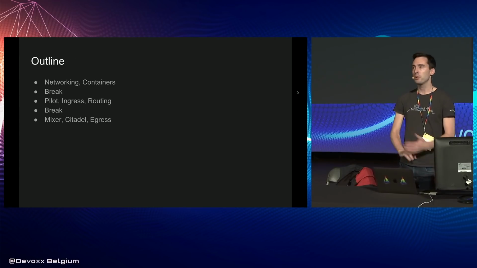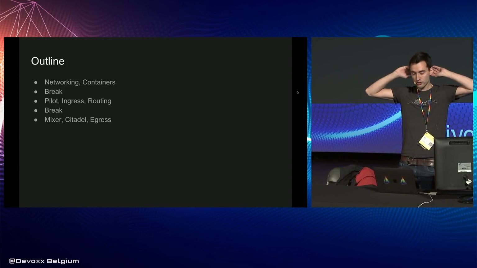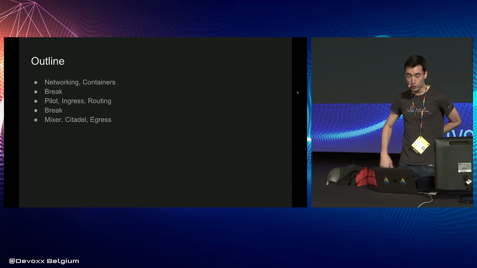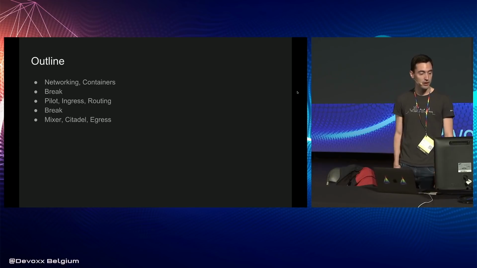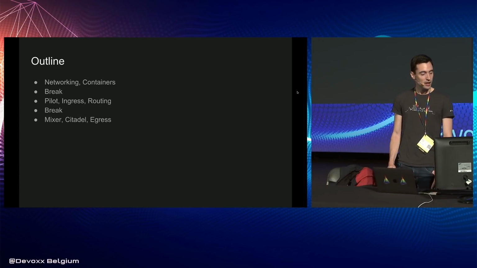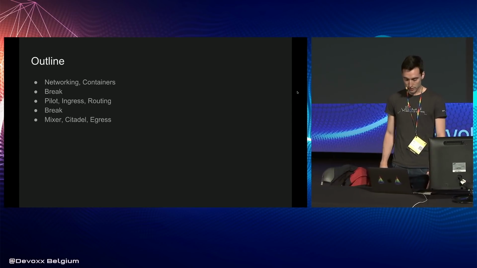So as I say, we will take some breaks. We'll do 3 sections. We'll look at networking and containers and Kubernetes pods and what they really are and how they work together, because that's fairly important to how this whole thing holds together. Then we'll take a break. Then we'll look at the Pilot component and its role in ingress and in routing traffic around. Then we'll take another break. Then we'll look at the Mixer and Citadel components and just touch on the egress component as well.